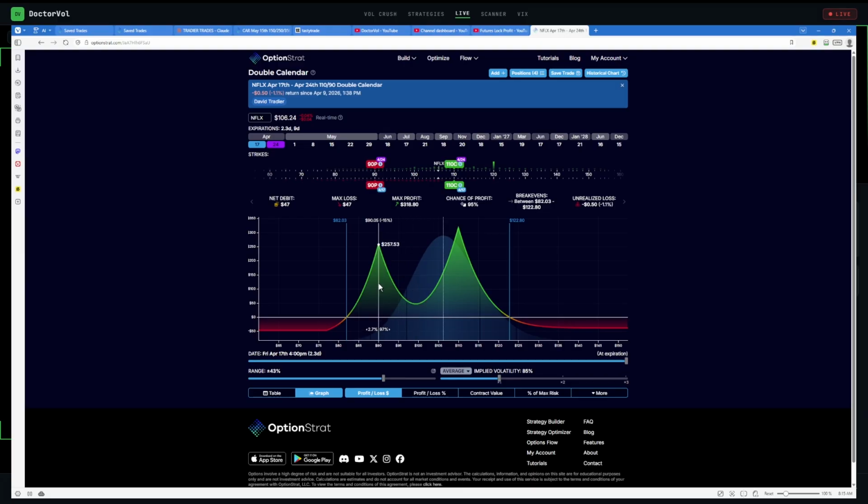Now, there's some variables in this. The main variable is volatility. We don't know how much volatility will contract after the earnings announcement happens. So that's going to determine how this front month, April 17th expiration, behaves. So you may have a contraction. And if you do, you will see some differences in the maximum profit.